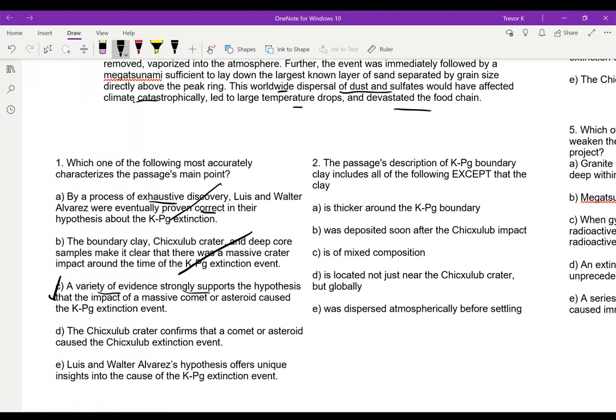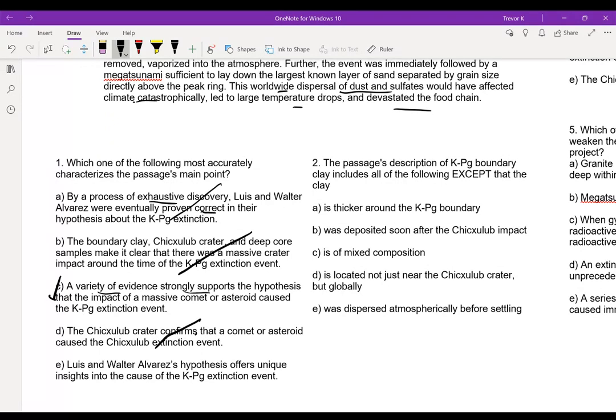Chicxulub crater confirms that a comet or asteroid caused the Chicxulub extinction event. No, so this only mentions the crater, which is not accurate, right? Because the crater only comes in the last two paragraphs, so we're ignoring the first two paragraphs. It's a pretty common mistake people make, by the way. The main point has to cover the whole passage. It shouldn't just be the last two paragraphs. And also, again, as we've talked about, confirms is really strong language.